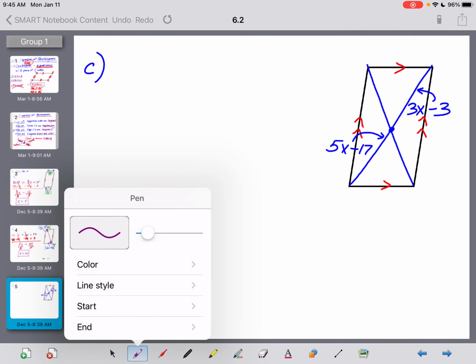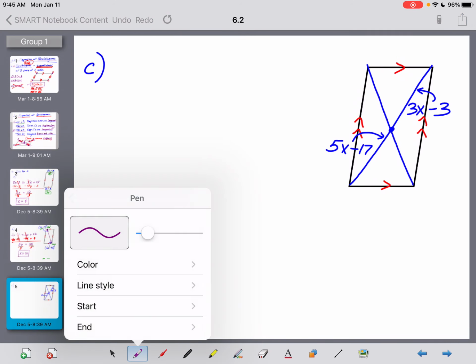And if I think about what I know about diagonals, I look at theorem 6.6 right here, which says the diagonals bisect each other. Or, look at it another way, they have a common midpoint. That means that this point right here in the middle, which I'm going to call point M, is the midpoint of each of the 2 diagonals. That tells us that this segment here on the left is congruent to this segment here on the right. And that's the equation that we need, everybody. 5x minus 17 has to be equal to a 3x minus 3.